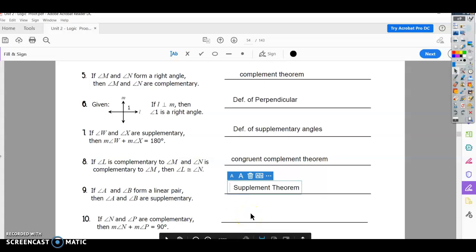All right, make sure you check your definition sheet for the spellings because I think I'm on the right track, but I'm not the best speller. All right.